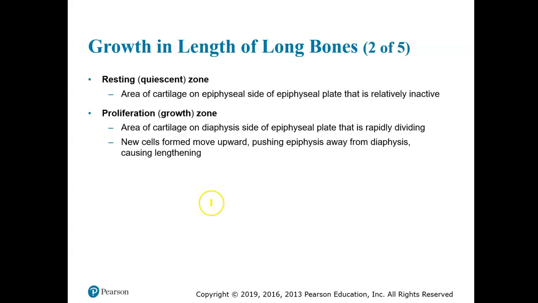The resting zone is the area of cartilage on the epiphyseal side that's pretty inactive. So that means it's closer to the epiphysis, not closer to the diaphysis. So that's the cartilage on the epiphyseal side, and it's pretty inactive. Okay. Then there's the growth or proliferation zone, and that is on the diaphysis side.